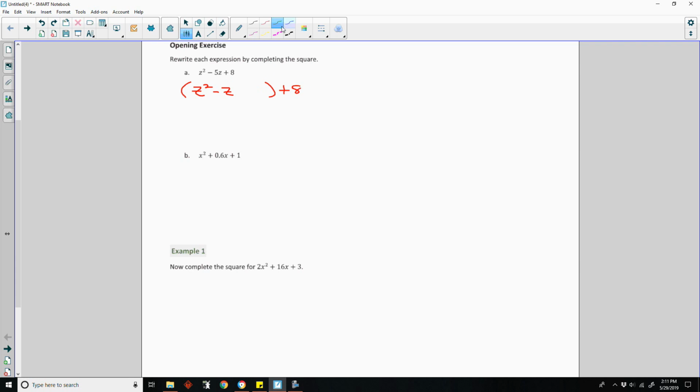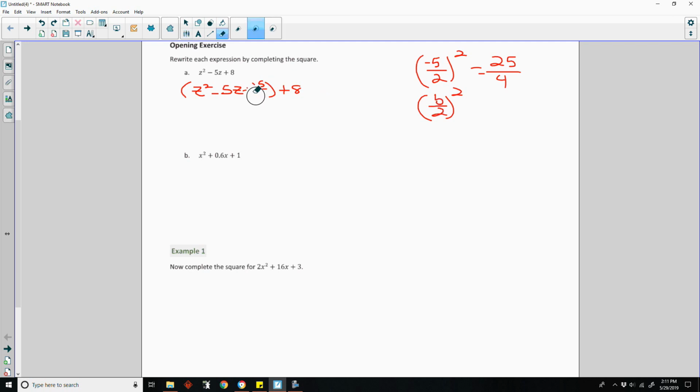That's step 1. Then, it would help if I had a 5 here, minus 5z. And then we're going to take that b, and let me move it over a little further. I'm going to take negative 5, which is my b, and divide it by 2, and then square it. So this is my b divided by 2 squared. So negative 5 over 2 squared is, remember, a negative squared is always positive, and 2 squared is 4. So that's going to be plus 25 over 4.